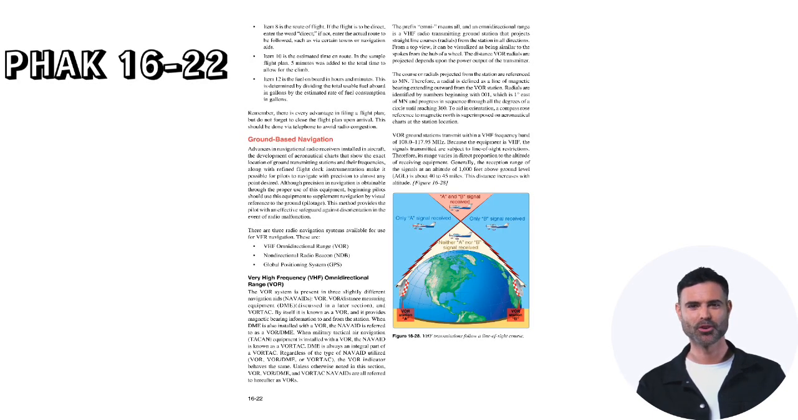Item 8 is the route of flight. If the flight is to be direct, enter the word direct. If not, enter the actual route to be followed, such as via certain towns or navigation aids. Item 10 is the estimated time en route. In the sample flight plan, 5 minutes was added to the total time to allow for the climb. Item 12 is the fuel on board in hours and minutes.